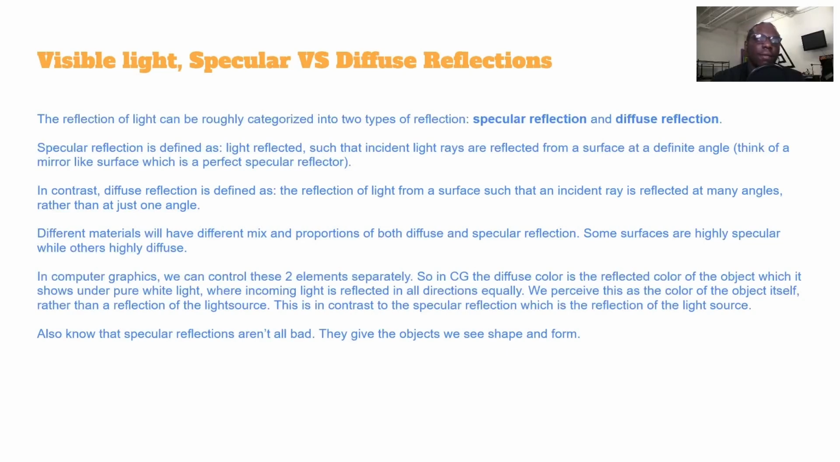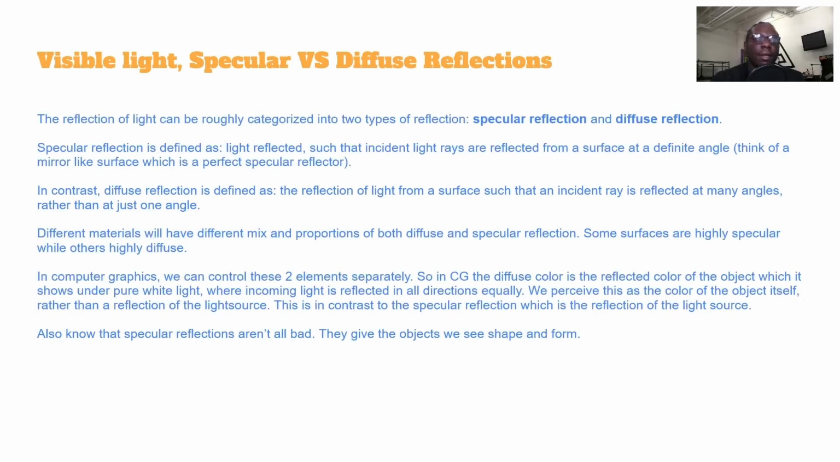In contrast, diffuse reflection is defined as the reflection of light from a surface such that an incident ray is reflected at many angles, rather than just at one angle. So different materials will have different mixes and proportions of both diffuse and specular reflection. Some surfaces are highly specular while others are highly diffuse.